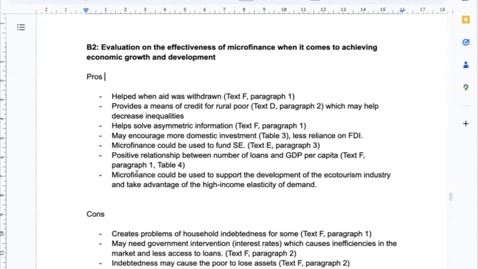Lastly, currently the interest rates are increasing, so it may inhibit success or ability to access microfinance from the general public.